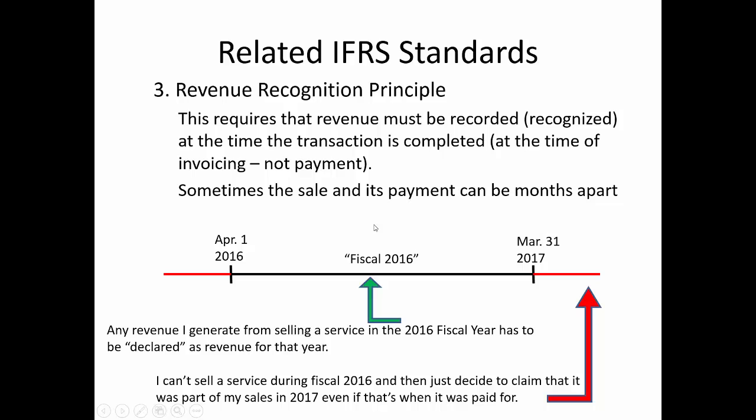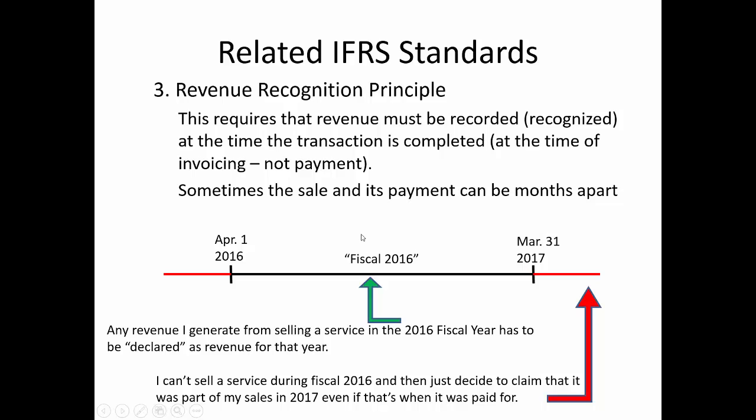The next one we're going to look at is the revenue recognition principle. So in this case, we're going to continue on with our company that has a fiscal year that goes from April 1st, 2016 to March 31st, 2017. Now, even though part of this fiscal year is occurring in 2017, the majority of it is occurring in fiscal 2016. So typically that would be the name of the year. It would be fiscal 2016.